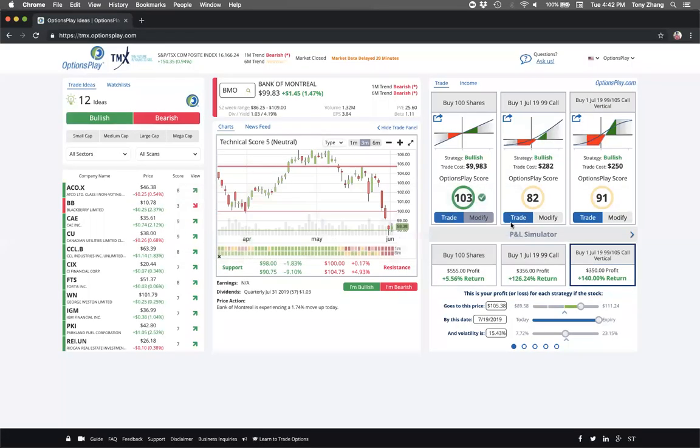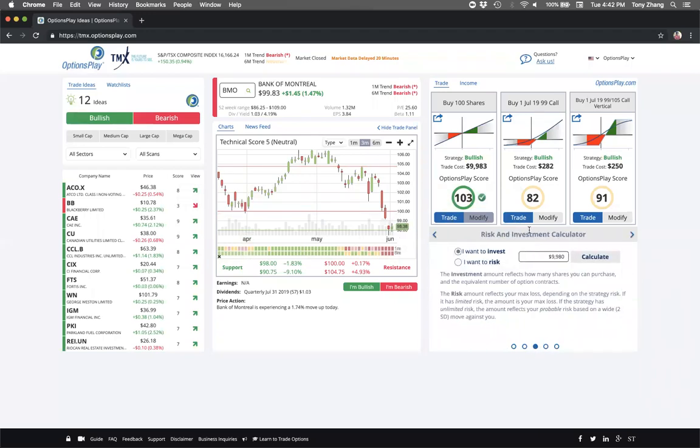What you want to do is plug this into our risk and investment calculator. You can select I want to risk, type in the dollar amount that our calculator gives you, and now it will tell you that if you're bullish on Bank of Montreal, you can buy 195 shares, or you can buy 7 contracts of the 99 strike calls, or you can buy 8 contracts of the 99-105 call vertical.